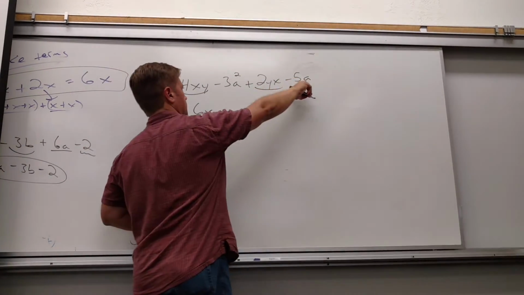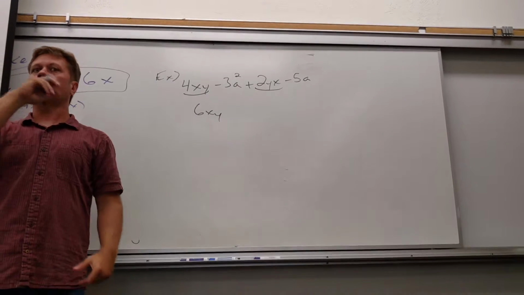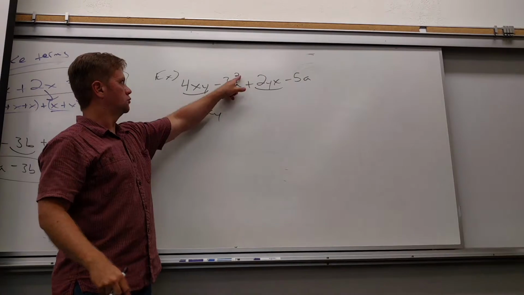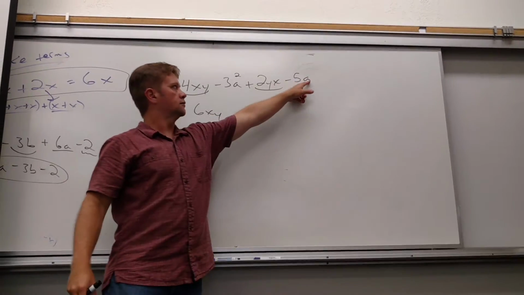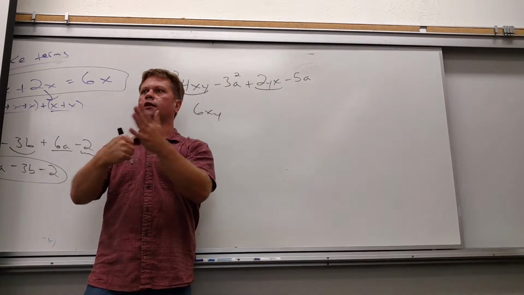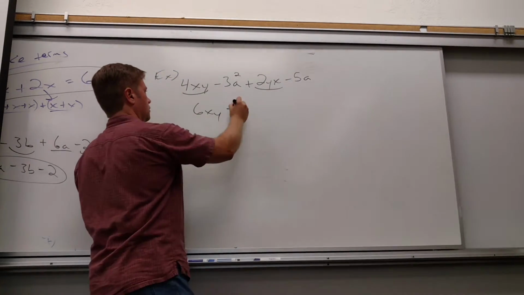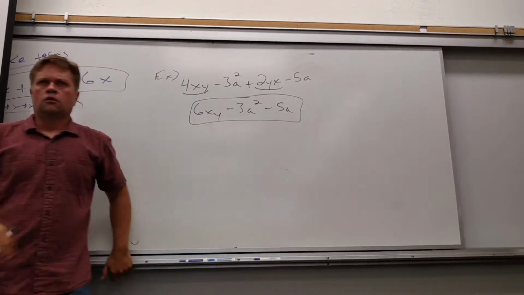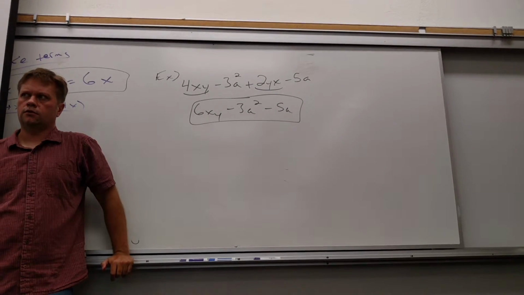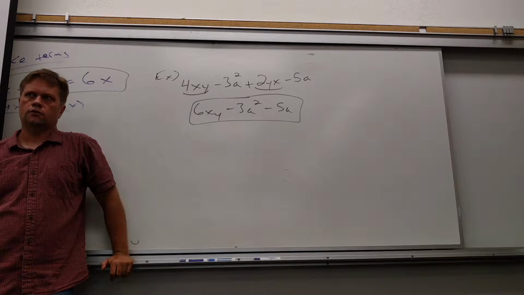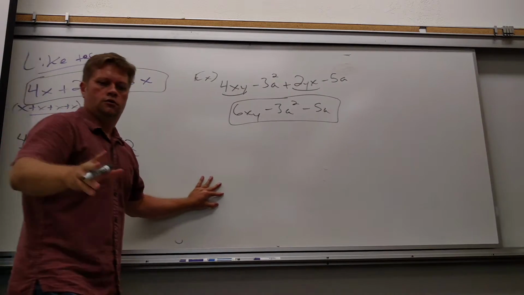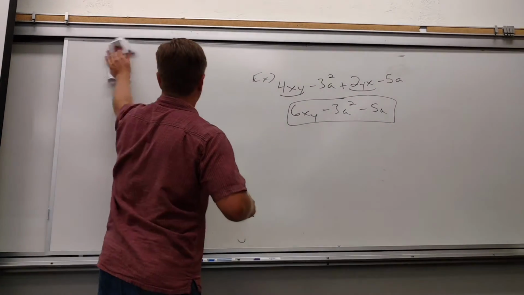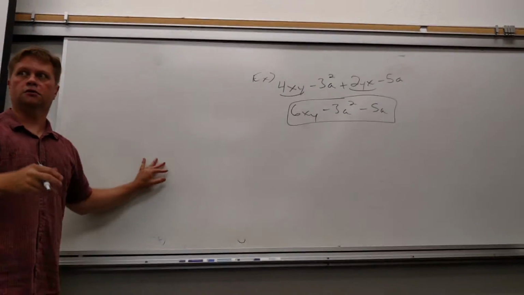Now how about these guys? Hell no. They both have a's, but do they have the same amount of a's? No, this has 2 a's, and this has 1 a, right? So they're not like terms. You can't put them together. Cool. I like it. All right. So the next thing you need is distributive property.